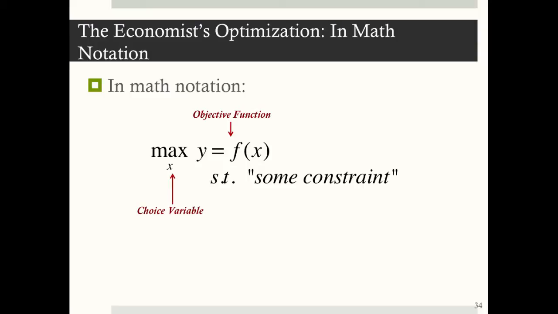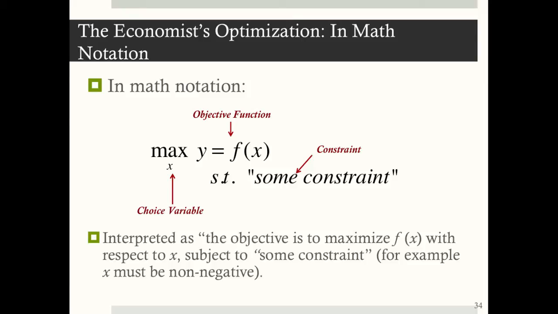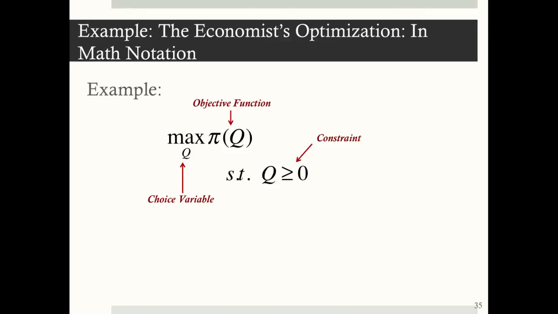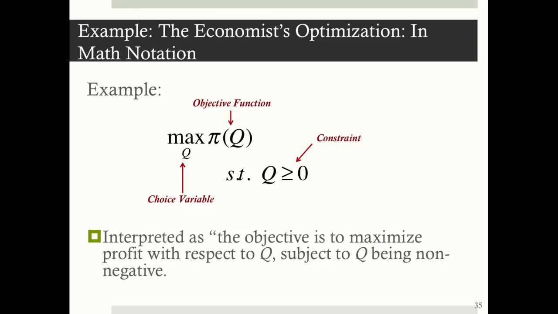This term here, the x, is the choice variable. So we're maximizing the objective function by choosing some x, and there's going to be some constraint. For example, maybe the value of x has to be greater than 0. So again, this setup is interpreted as the objective is to maximize f of x with respect to x, subject to some constraint. So let's take a look at a specific problem: max over q of pi of q, such that q is greater than or equal to 0. So we interpret this as the objective is to maximize profit with respect to quantity, subject to quantity being non-negative.